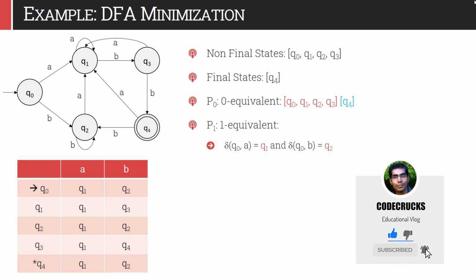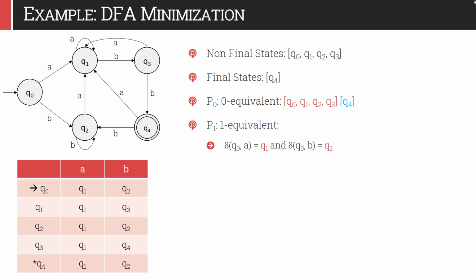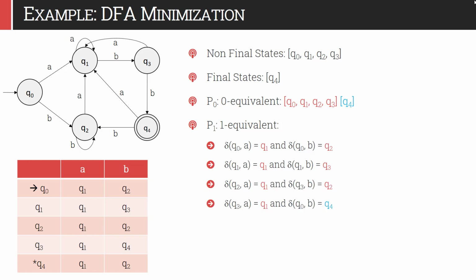Q0 on A leads to Q1 and Q0 on B leads to Q2. Similarly, we will find it out for state Q1, state Q2 and state Q3. As we can see, states Q0, Q1 and Q2 generate the states which are in the first set itself. But for Q3, on input A, it goes to the first set and on input B, it goes to the second set, that is Q4.